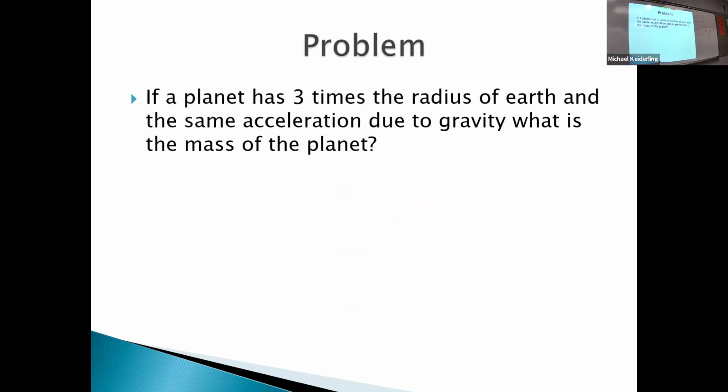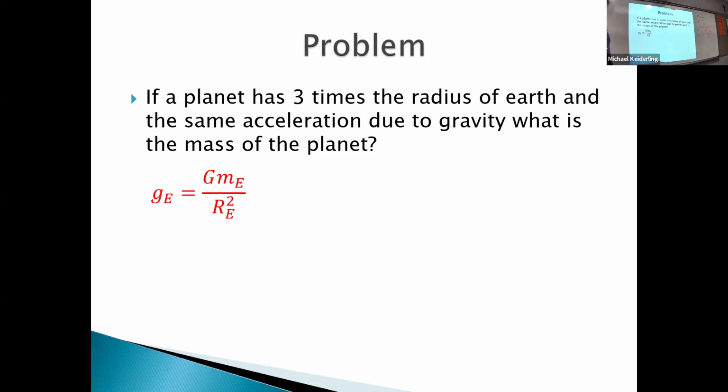So if a planet has 3 times the radius of Earth and the same acceleration due to gravity, what's the mass of the planet? You can say this in terms of Earth's mass. Don't need the number in kilograms. So this is a similar problem. Here we want to make sure gravity stays the same.